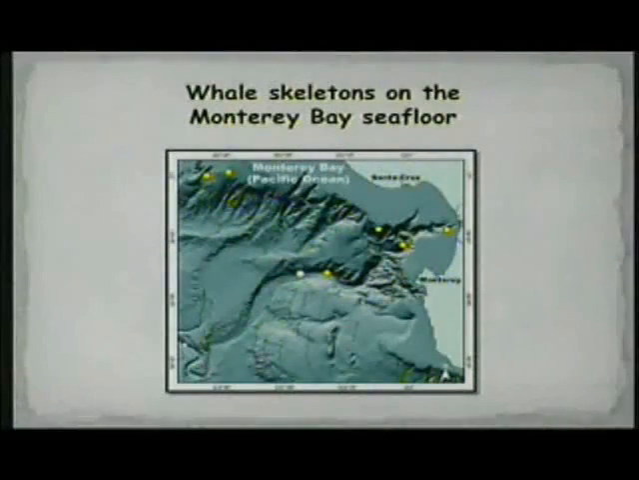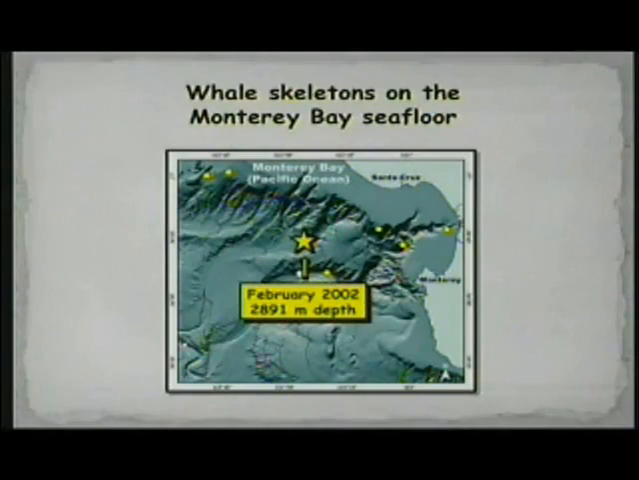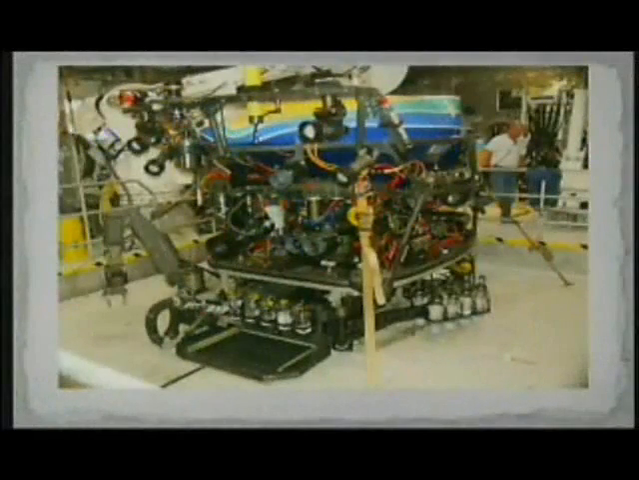So I got on board a research vessel, embarking with the Monterey Bay Aquarium Research Institute, and we went off the coast and searched for dead whales on the seafloor, and we found this one here. We found many, but we studied that one. February 2002, 3,000 meters depth, 32 miles. Sorry for the miles. It should be kilometers.